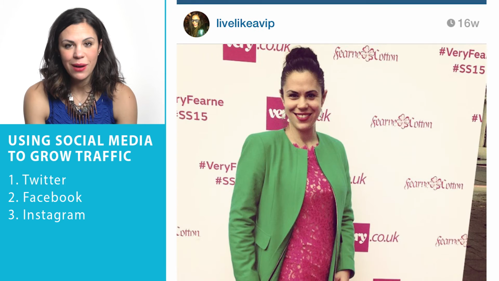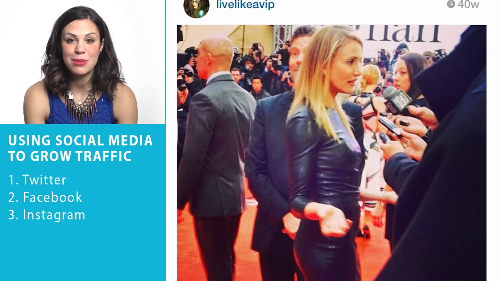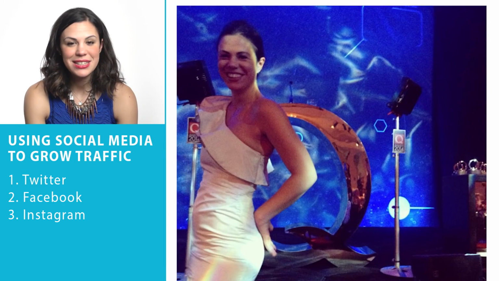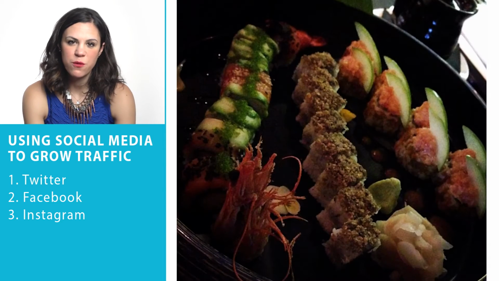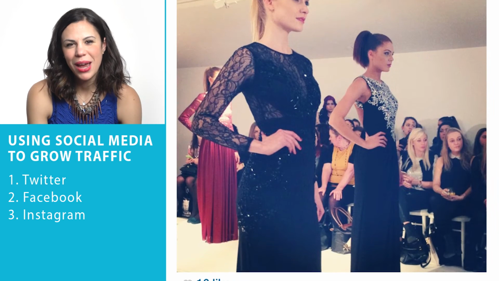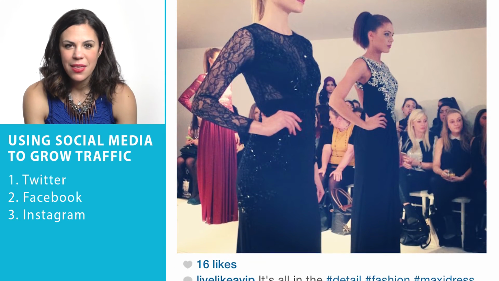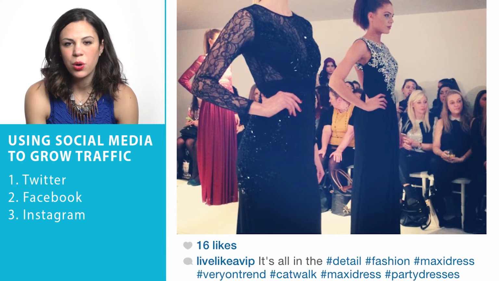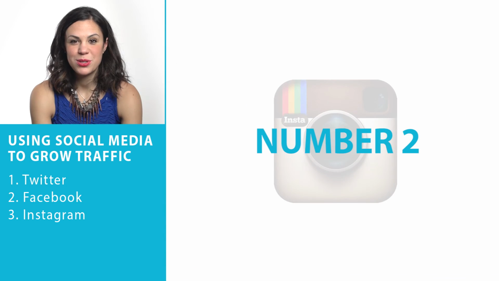For example, for Live Like a VIP, people expect images of red carpet events and details of what went on inside those events, like food and drink and celebrities. And also, they want to know what people are wearing. And if I don't deliver that, then I'm not going to get any new followers, and I'm not going to keep my existing followers happy.